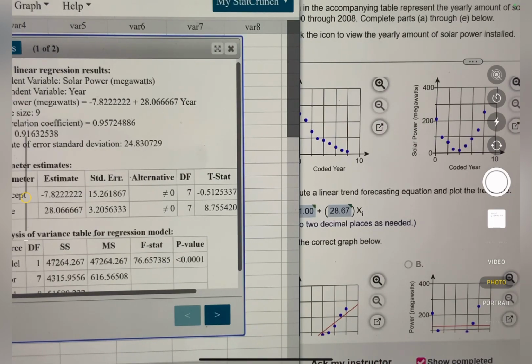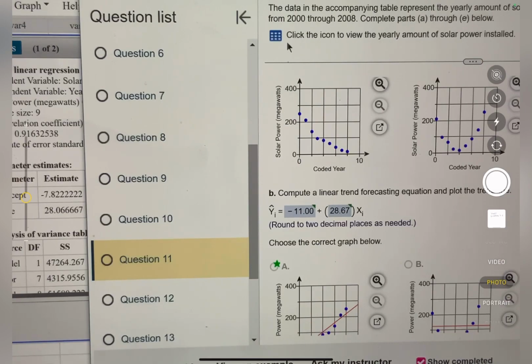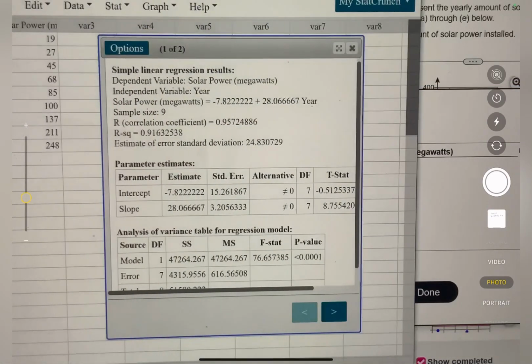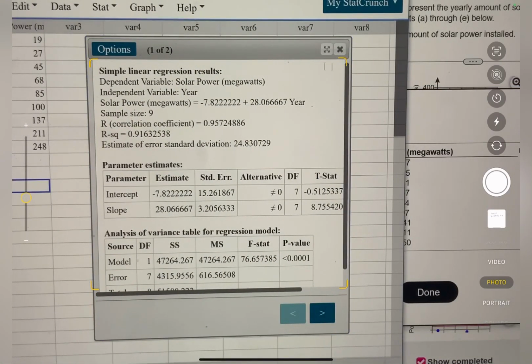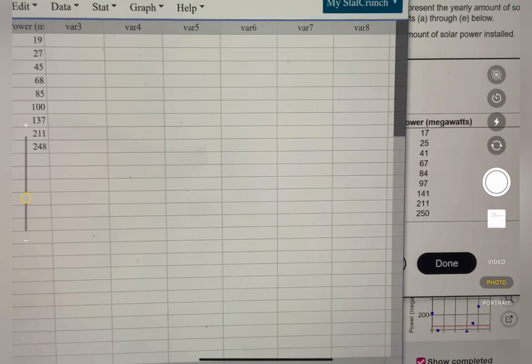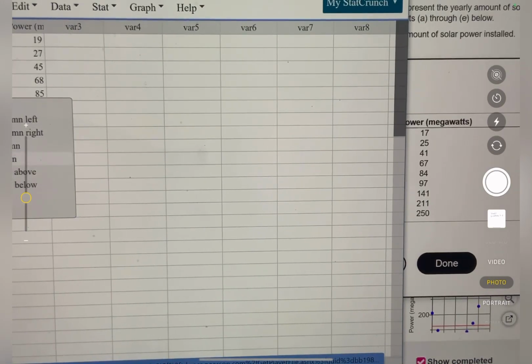Let me double check again the data, if I put it correct. Oh, 250, the last one. Why I have 248? Where from? Wait a minute, this is different one. Hold on, let me copy this one. Clear, let me see, Control X. No.